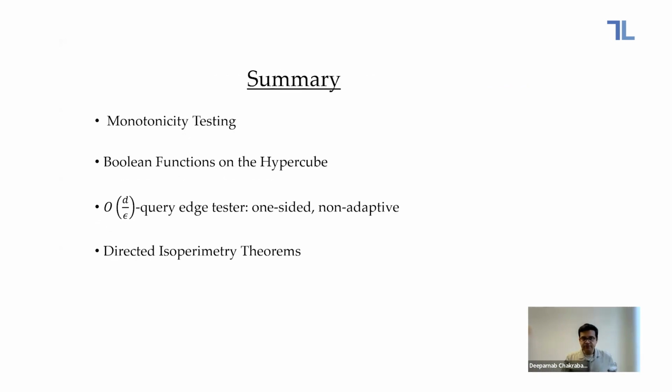So to summarize, we talked about monotonicity testing in general. I showed you the state of the art for general posets. We talked about Boolean functions on the hypercube. We talked about the edge tester. And I very quickly told you that there are connections to these isoperimetric theorems, which is basically saying, if a function is far from monotone, what handle do we have on it to tell anything about our algorithms? So hopefully these 4 things are clear.